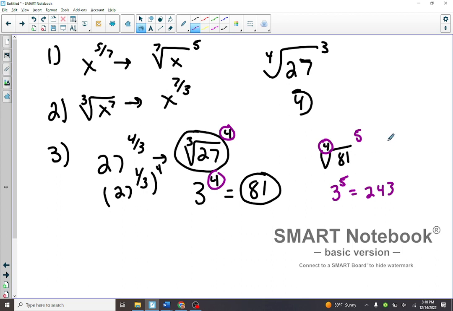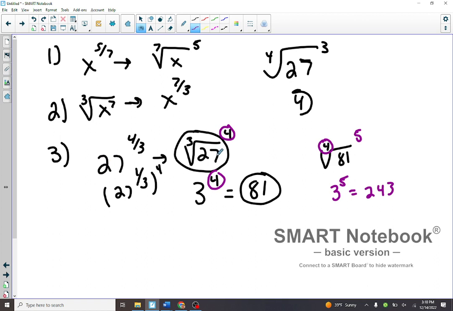Ethan, why did you write that in parentheses? This is the same thing as saying the cube root of 27, which is over here, to the fourth power. This is the same thing. How do you write it in a calculator? You could write in your exponent 27 to the power 4 over 3.